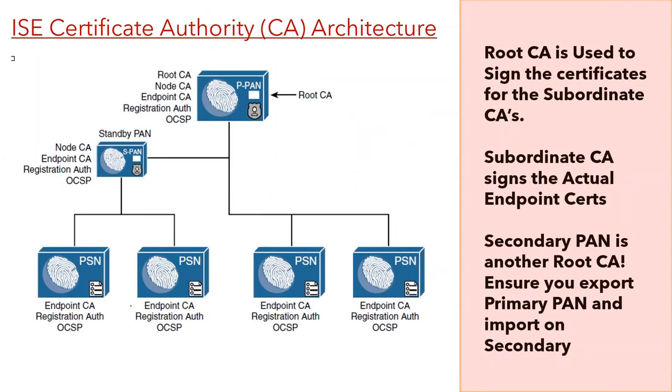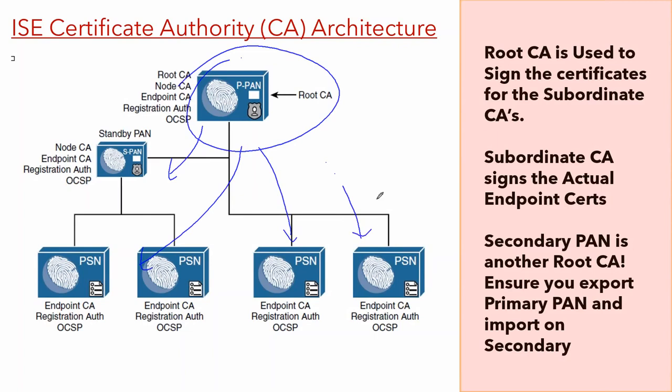Here you can see the hierarchy. In this hierarchy, I have ISE as a CA, for example, on top. Obviously we are going to push all the certificates to the PSNs from the PAN, and then we have the standby PAN as well. There also we are updating the certificates.